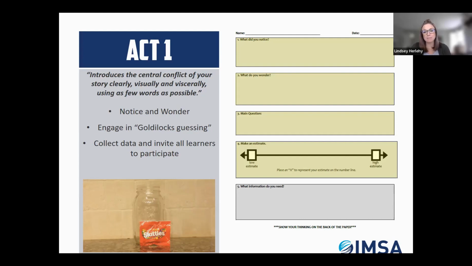Also, a lot of times the questions are answered in Act 2 when they get information, but then we want to have them estimate. And I talked to you about Goldilocks guessing. We want to make sure that students are making that low estimate, that high estimate, and then that number part.